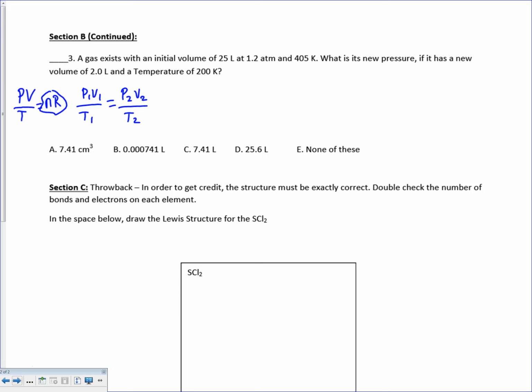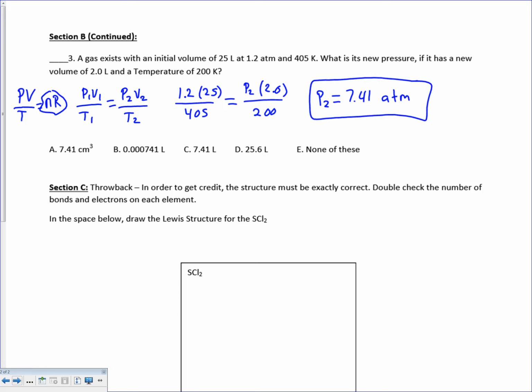Plugging things in, we get 1.2 times 25 over 405, which equals P2, what we're trying to find, times 2.0 over 200. Okay, and then we get P2 equals 7.41. All right, and then think for a second here what the units are going to be on that pressure. Okay, you should have realized it's atmospheres.